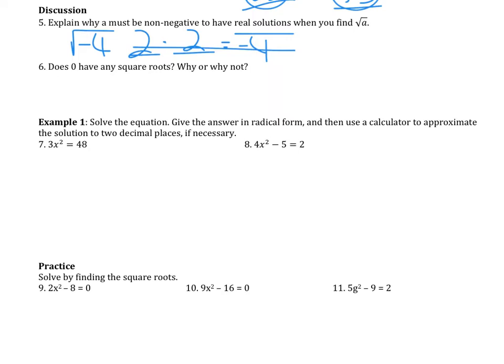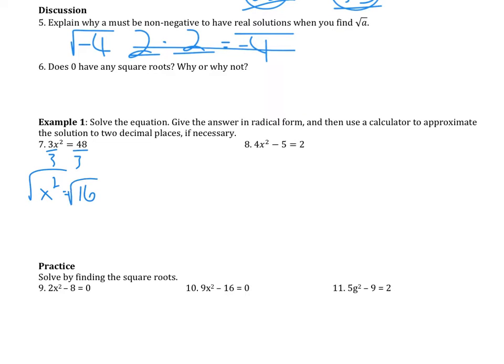All right, so when we're solving by square roots, which at this point you know to solve by square roots because you're told. Later on, we'll talk about some strategies of why you would do this. But right now, we're just looking at solving by square roots. So what we want to do is we want to get our squared term by itself. So in this case, we're going to divide by 3. And we get x squared equals 16.